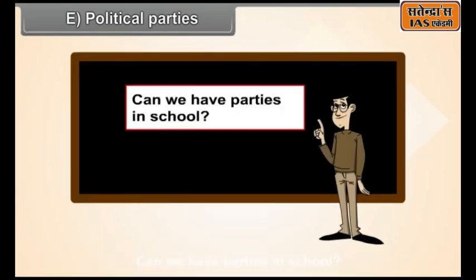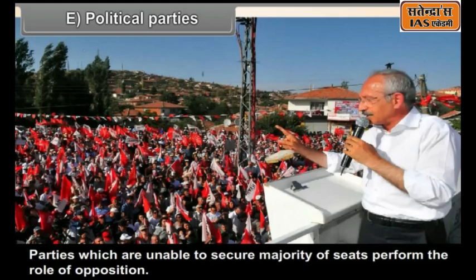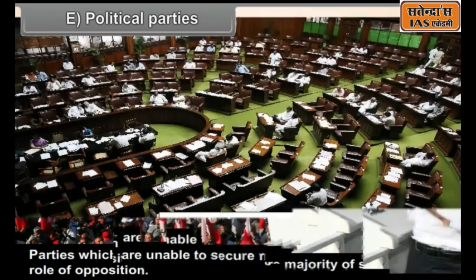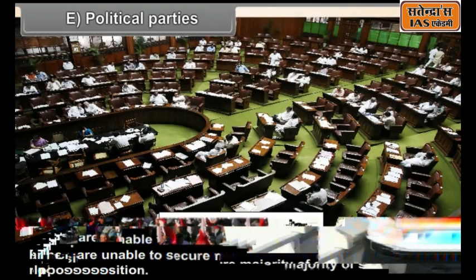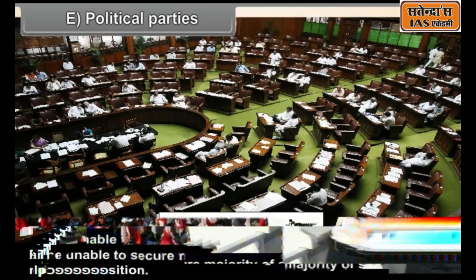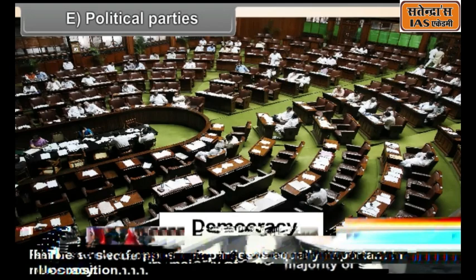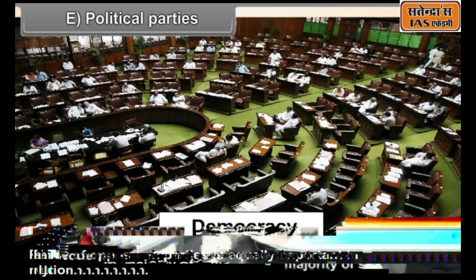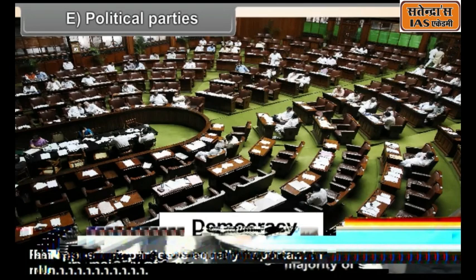Can we have parties in school? Parties which are unable to secure majority of seats perform the role of opposition. The opposition parties criticize the government for the wrong policies. Therefore, role of opposition parties is equally important in democracy.